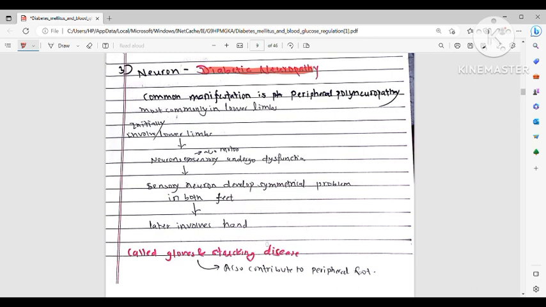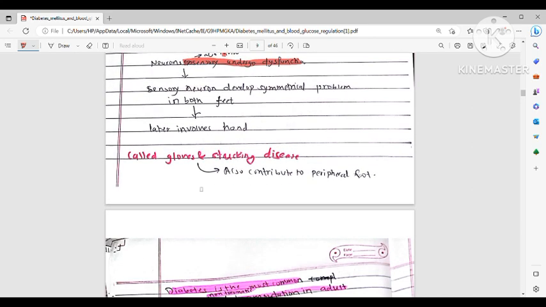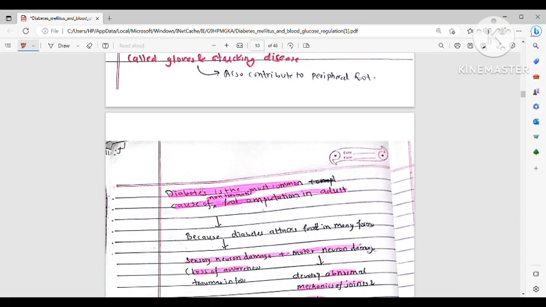Let's discuss diabetic neuropathy. The common manifestation is peripheral polyneuropathy, most common in the lower limbs. Initially it involves the lower limbs. Neurons, sensory as well as motor, undergo dysfunction. Sensory neurons develop symmetrical problems in both feet. Later it involves the hands, called glove and stocking distribution.